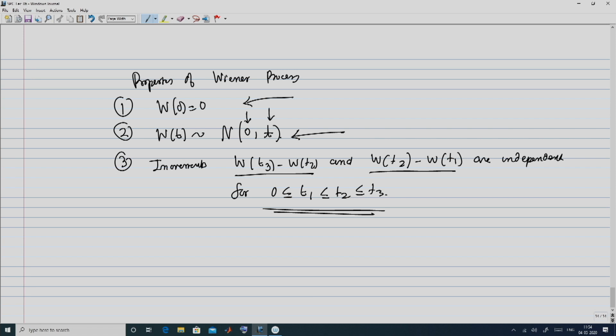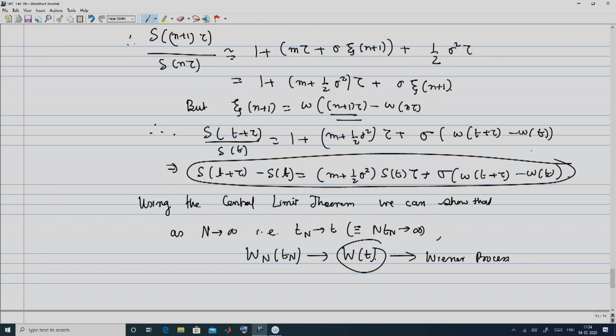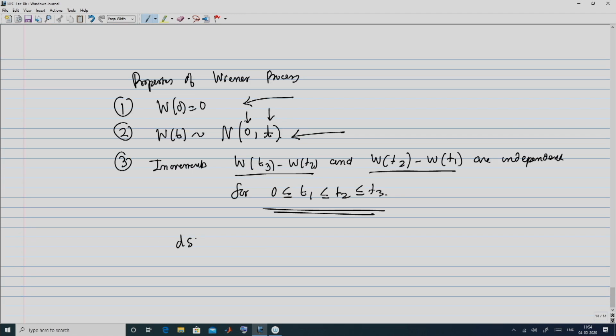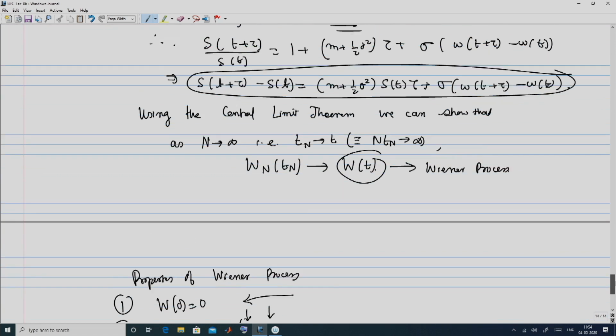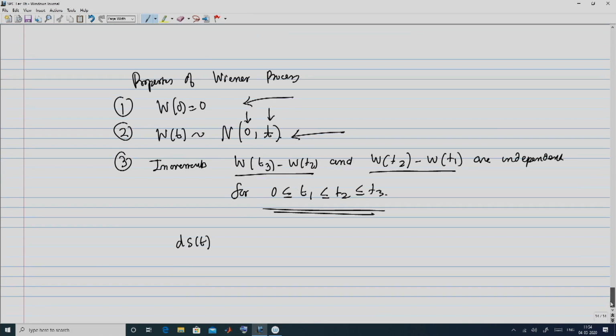So, once we have this definition, we can go back and look at this. What I am going to do is rewrite this. I take the small interval and this can be rewritten as dS(t). Remember that this is the change in the interval. Instead of S(t+tau) minus S(t), as n tends to infinity, tau is obviously going to be 0, so this becomes dS(t). Accordingly, dS(t) is equal to (m plus half sigma squared) S(t) times tau, and I will now replace tau by some small interval dt.